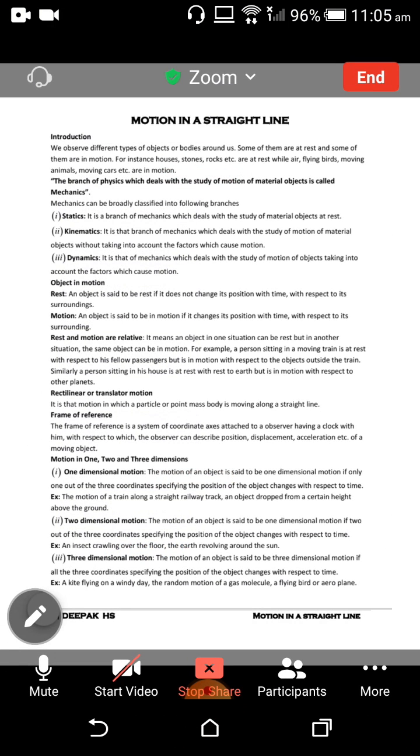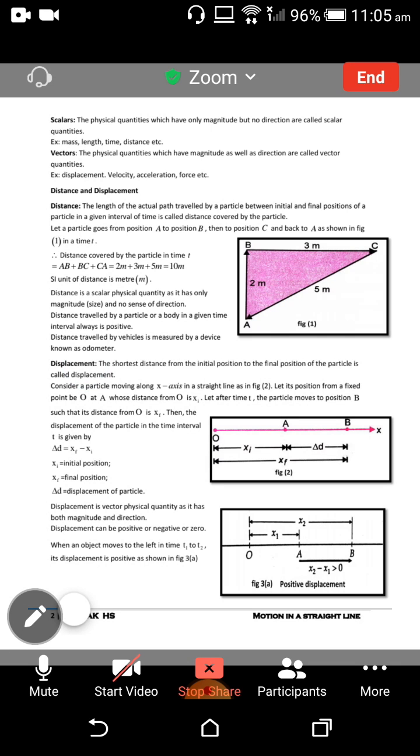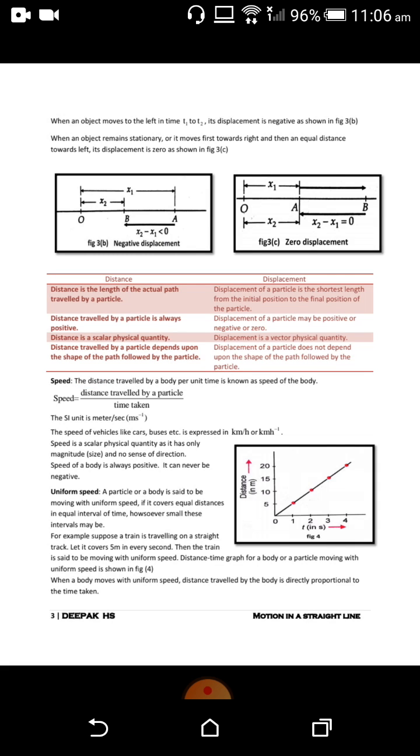As you know, the branch of physics which deals with the study of motion of material objects is called mechanics, right? In this chapter, some of the important topics are distance and displacement. Coming to the differences between distance and displacement: distance is the length of the actual path traveled by a particle, whereas displacement is the shortest length from the initial position to the final position.